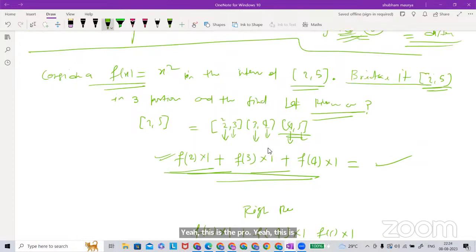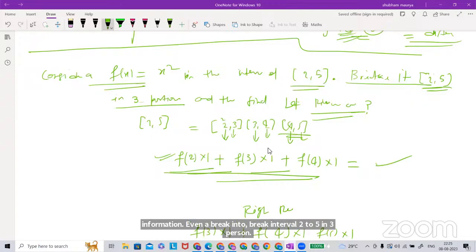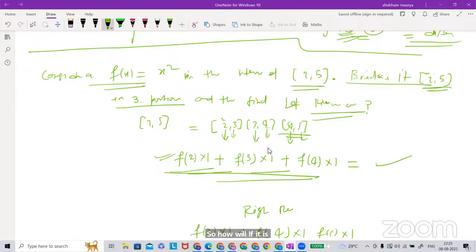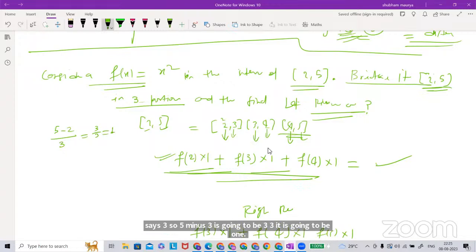Break the interval 2 to 5 into 3 portions. How will you break it? If it is given 3 portions, you have to find the width. So what you will do? You take the endpoints, the greater minus the smaller, 5 minus 2, and divide by the number of portions, which is 3. So 3 divided by 3 is going to be 1. That means the width in that case is 1 for each interval.